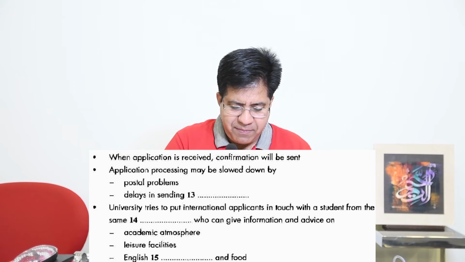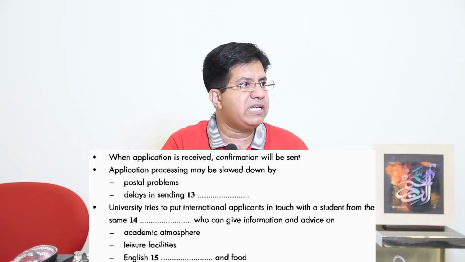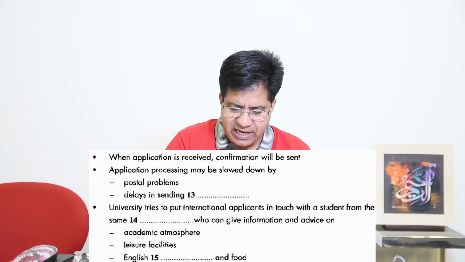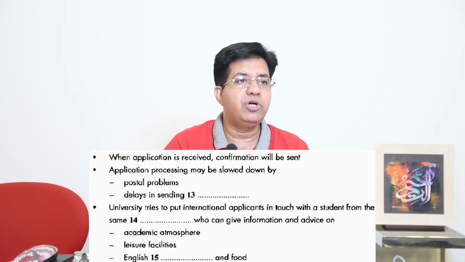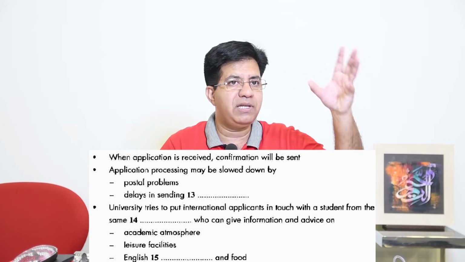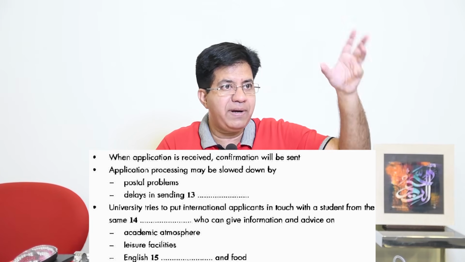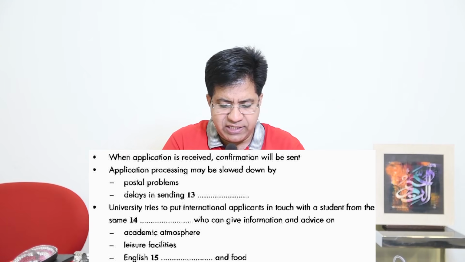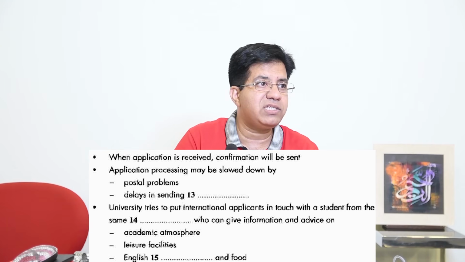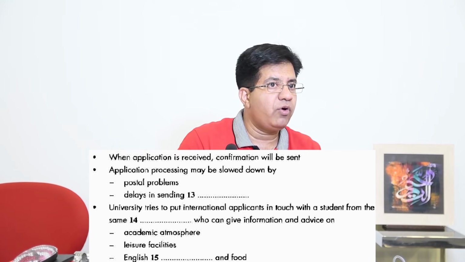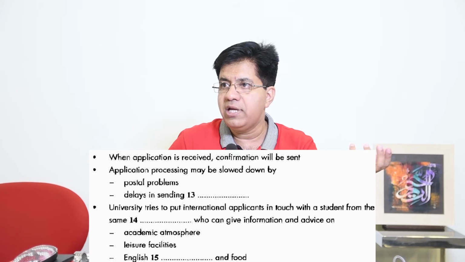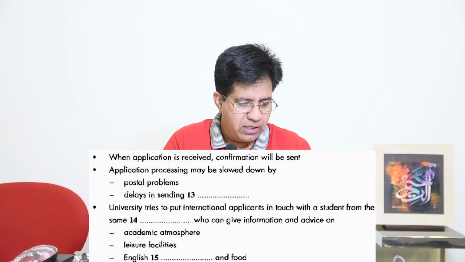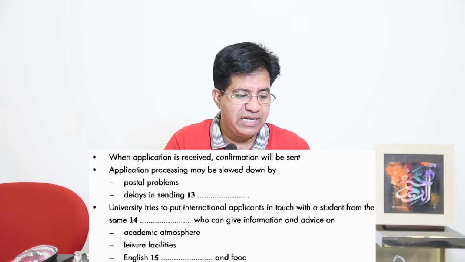Next we have academic atmosphere, leisure facilities. They will speak about it directly. No problem at all, right? And then English dash and food. Two things. English people and food, English environment and food, English society and food, anything like that. So this English is not English as a language. This English is adjective for English people, English food, English restaurant, English movies, like that. Just stay alert when they use the word English.